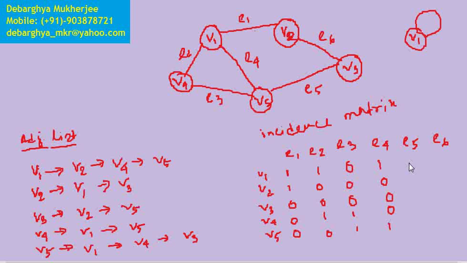For E5 we have V5 and V3, V3, V5, and for E6 V2 and V3, right? Done. So this is called incidence matrix.